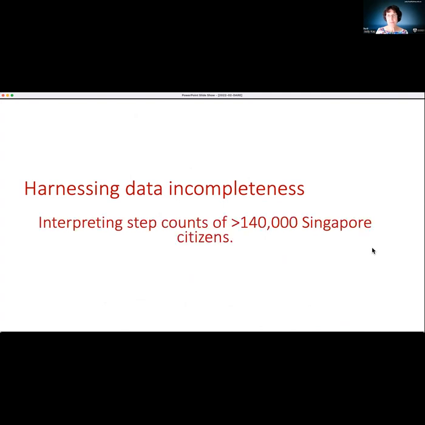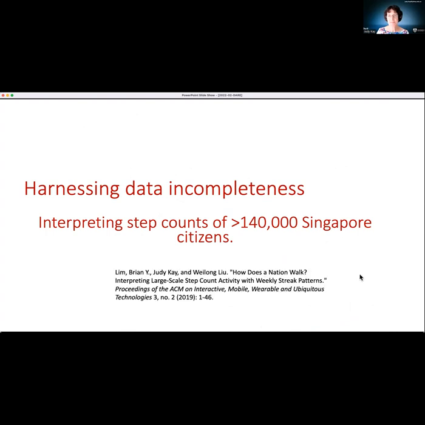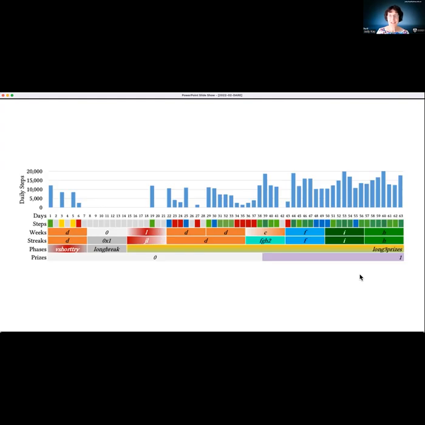So we then took that idea and looked at how we could analyze some data from 140,000 people in Singapore in a public health initiative. And this is the paper. It's pretty cool. So this is an example of a person's data. You can see the blue bars are how many steps they walked.